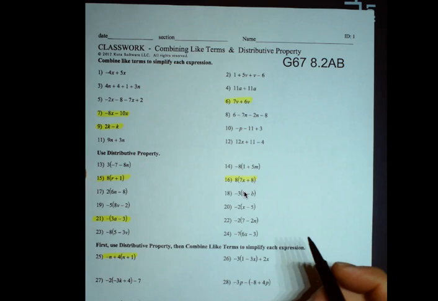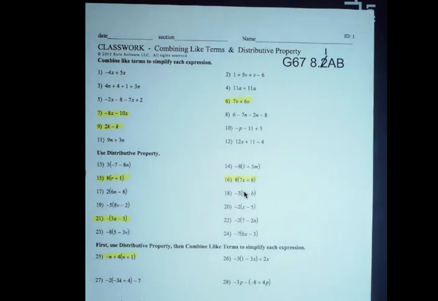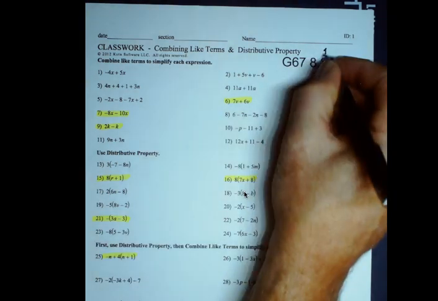I want to go over this worksheet with you. First of all, this is worksheet 8.1AB. It has the wrong title on it. I apologize for that.